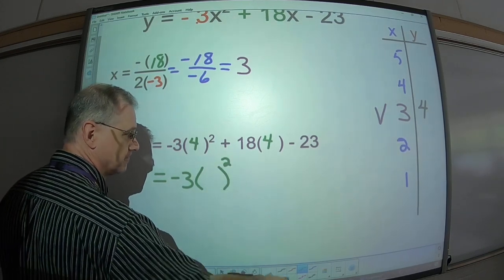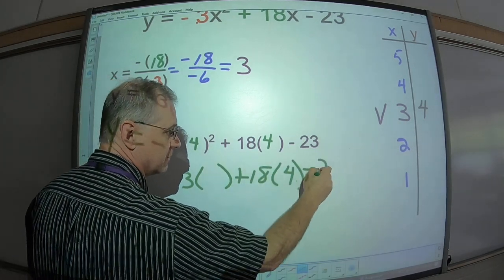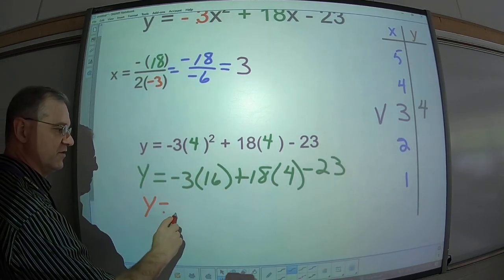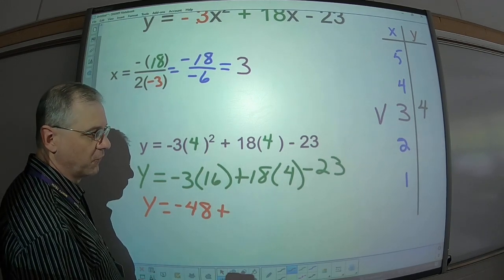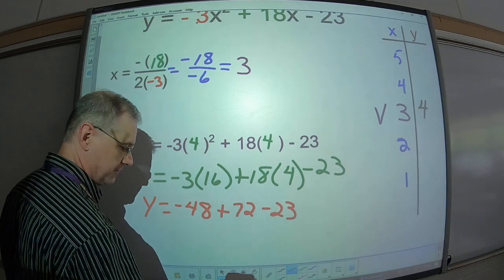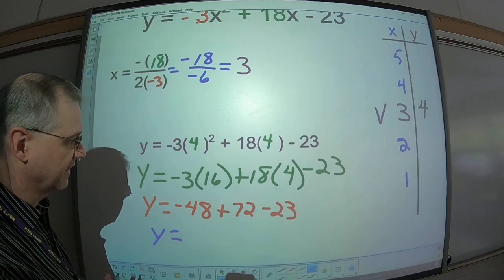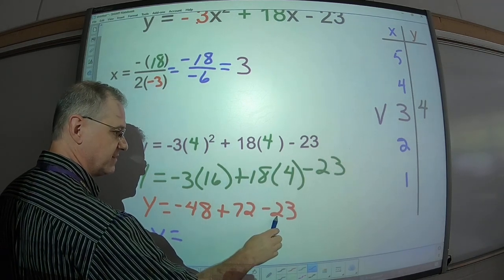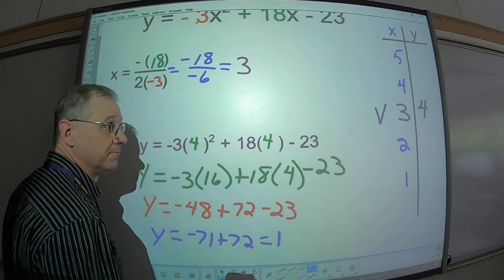Squaring first, oops. And we know 4 squared is 16. Then do your multiplication. Negative 3 times 16 is negative 48. 4 times 18 is 72. And then combine like terms, adding and subtracting all these together. Let's see, negative 48 plus 72 is 24, minus 23, that makes 1.